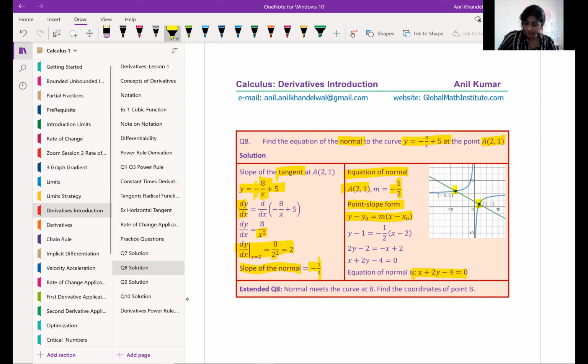Now, most of the time, students are using slope-intercept form, which is y equals mx plus b. However, point-slope form of a line is much easier to apply whenever we are finding the equation of a line in standard form. It is y minus y0 equals m times x minus x0.